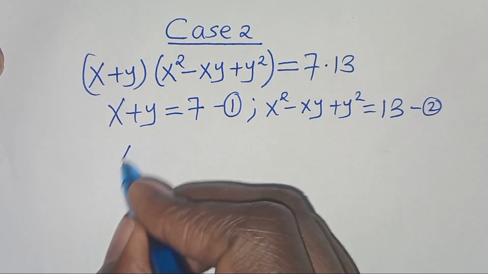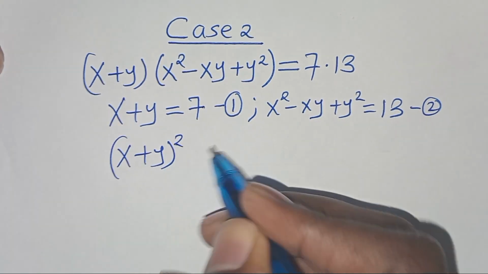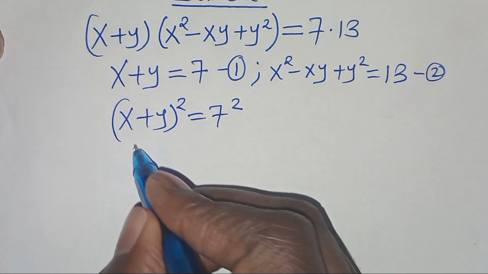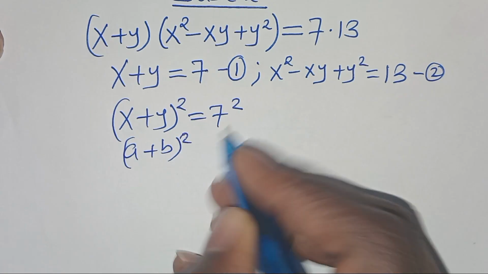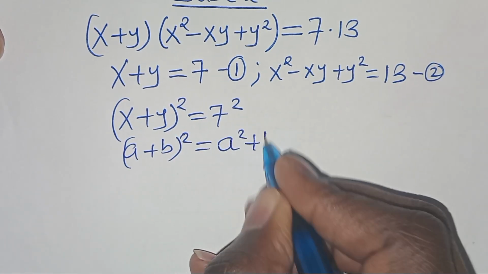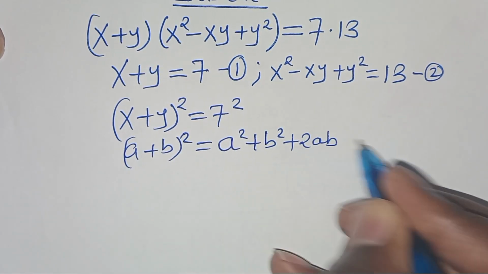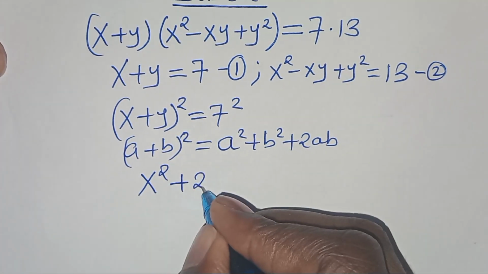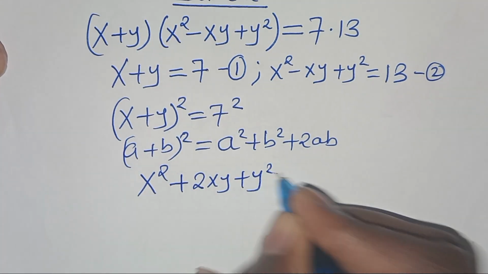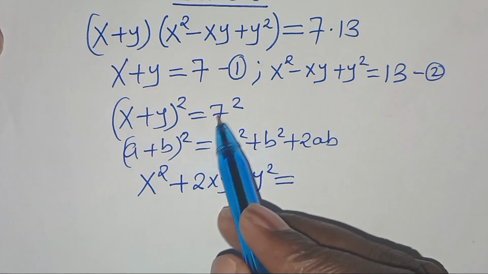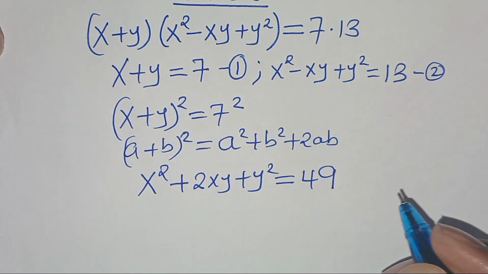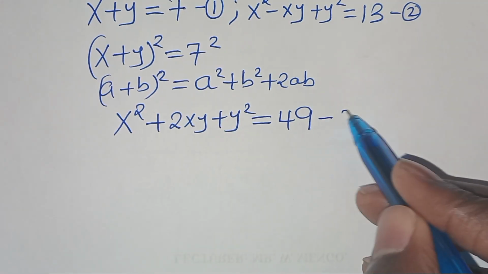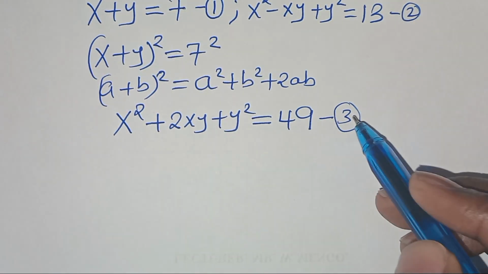So this is equation 2. From equation 1, we can square both sides here. This is equal to 7 squared. So this is actually in the form of a plus b squared, which we can express as a squared plus b squared plus 2 times ab. So in this case, we have x squared plus 2xy plus y squared. Now this is equal to 7 squared, which is 49. Let's call this equation 3. So equation 2 and 3.